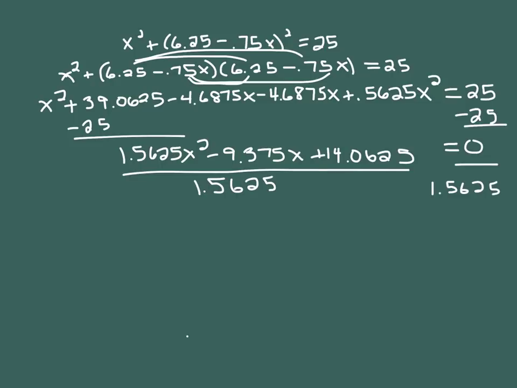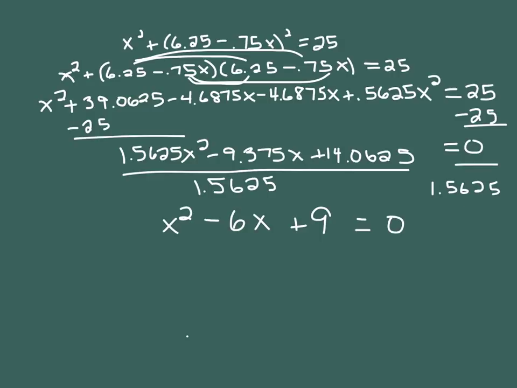Okay, so let's start here. This first term, the 1.5625x squared divided by this, basically these two numbers are going to cancel off, and we could bring down the x squared. All right, then if you do negative 9.375x divided by this denominator here, this divided by this is just minus 6. So we wind up with minus 6, and I'll bring down the x. Then we're going to keep going. This term divided by our denominator is positive 9. And on the right-hand side of the equation, 0 divided by this is just 0.